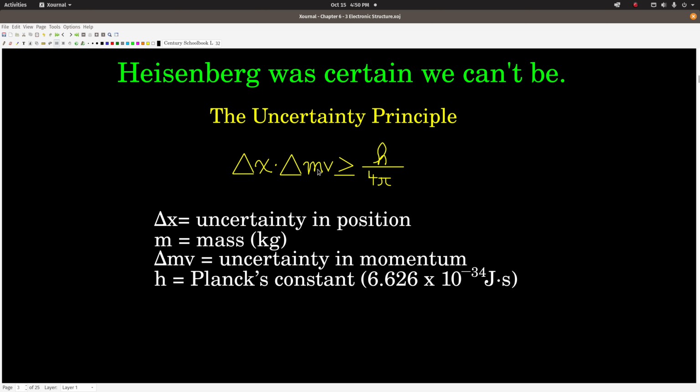Now, we can't actually calculate the actual uncertainty. What we can calculate is the minimum uncertainty, because this equation is an inequality. It says the product of the uncertainty in the position times the uncertainty, basically the speed, has to be bigger than or equal to this number right here. Now, Planck's constant's small. It's really small, but it's not 0. And what that tells us is that we can never know with absolute certainty, with a 0 uncertainty, where something is or how fast it's moving.